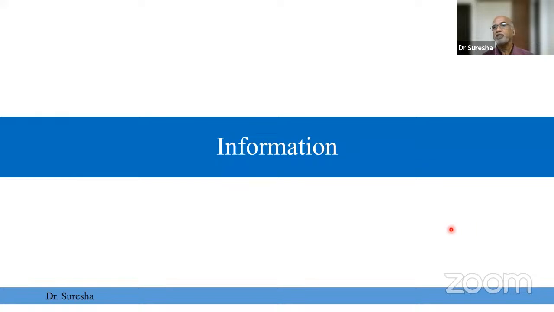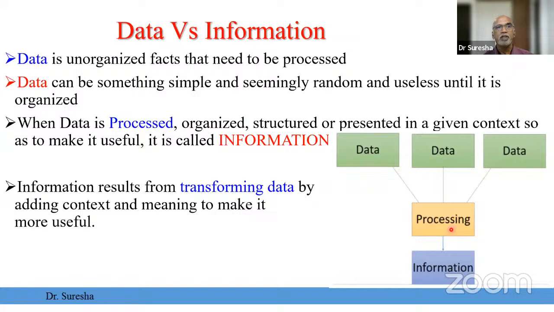So now we'll see what is information. Okay, now exactly you are concentrating on information. So data is unorganized facts that need to be processed. So processed data is information. In one sentence, you can say data is there, you process it for your requirement. So requirement may be anything. Each one is having a different requirement.